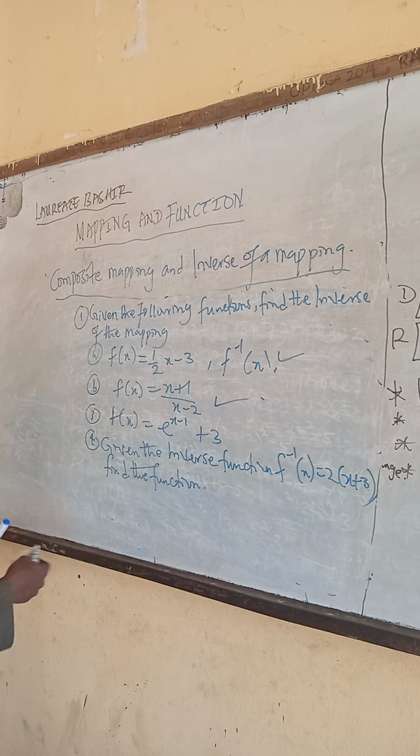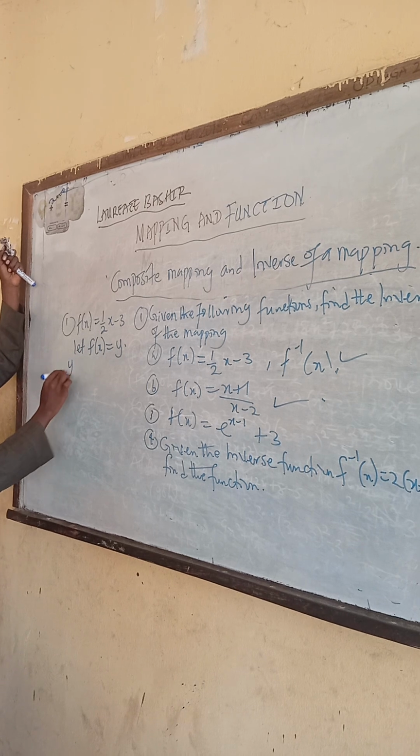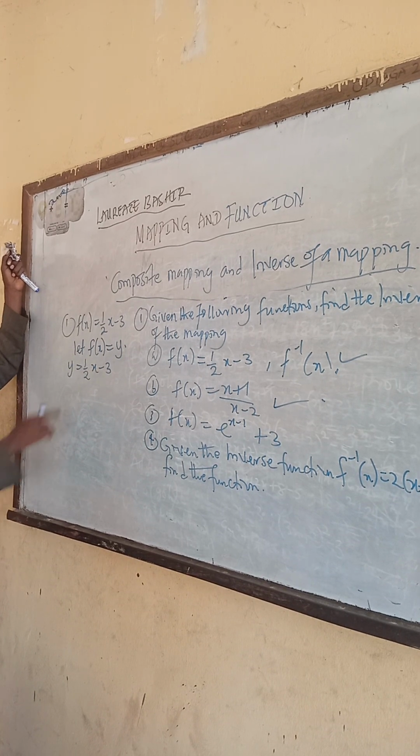So the first one says, number 1, you have f of x equals 1 over 2x minus 3. You have to find the inverse of this function. So the first thing you always do is let f of x equal y. So you are going to have y equals 1 over 2x minus 3. Now you make x the subject of the formula.